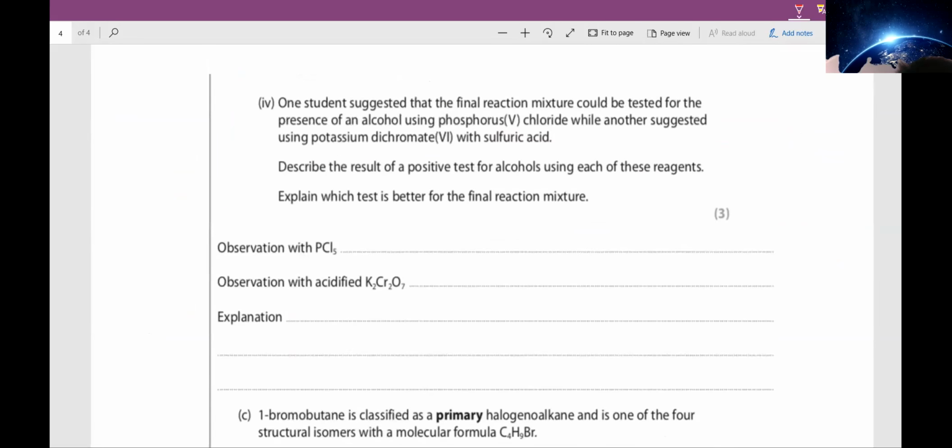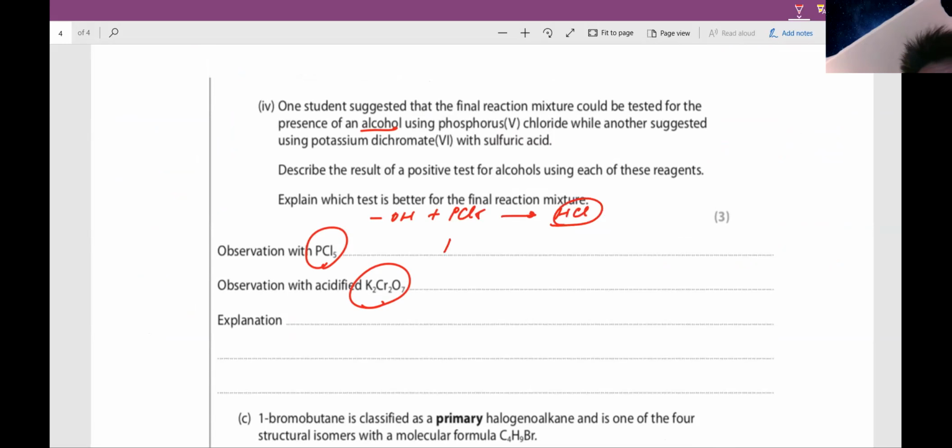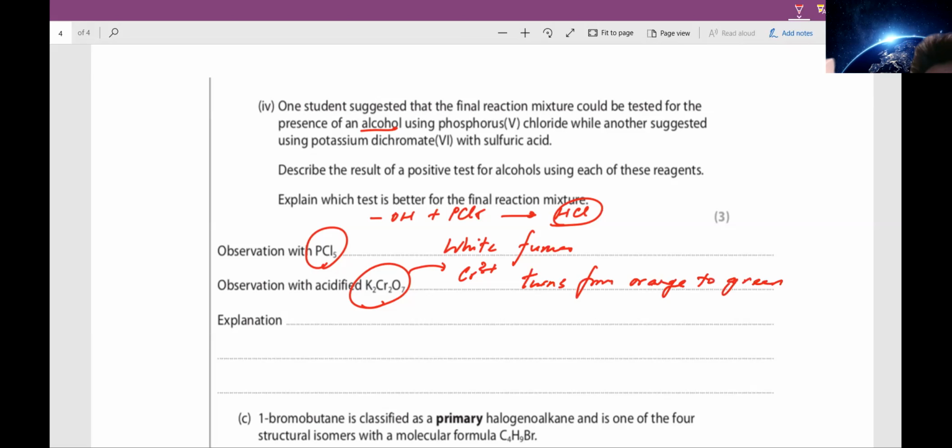Next one. You can test the alcohol, okay? Test the alcohol with this one and this one. Then what can you see? With this one, if you remember, the alcohol group, if it reacts with PCl5 at room temperature, it will form HCl, so white fumes will be produced. But for this one, it will be oxidized, right? With the dichromate being reduced to chromium(III), so the solution changes from orange to green. Describe the result, okay?